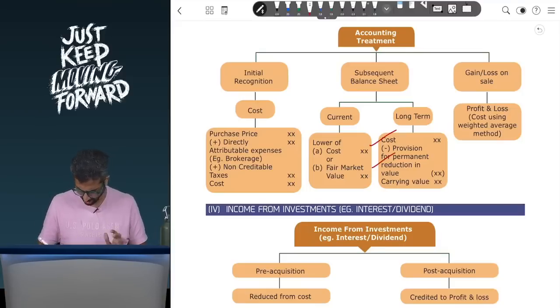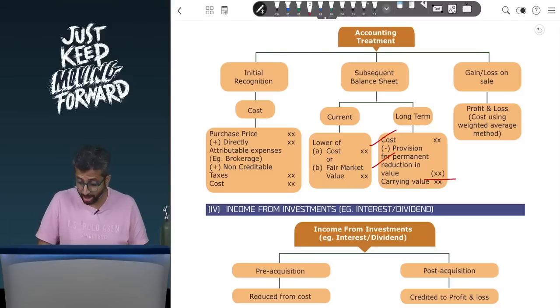Yeah, so we were discussing about long term investments, which can be measured at cost less provision for permanent reduction in value. That will give you the carrying value. Now, where does the gain or loss on the sale of investment go? Sir, the gain or loss on sale of investment will go to the profit and loss account.